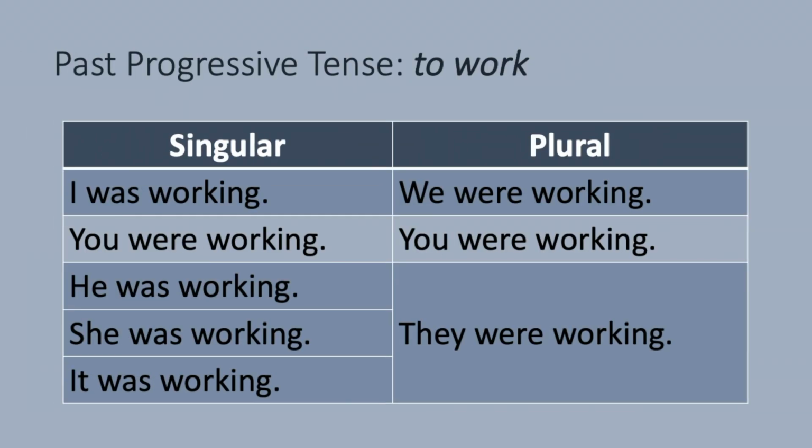Let's look at the verb to work in the past progressive. I was working, you were working, he was working, she was working, it was working. We were working. You were working. And they were working. For my examples, I'll change the present progressive sentences that I gave you earlier to the past progressive.